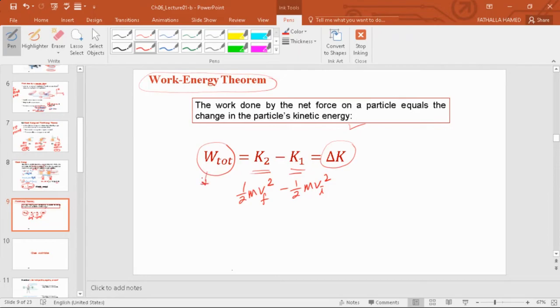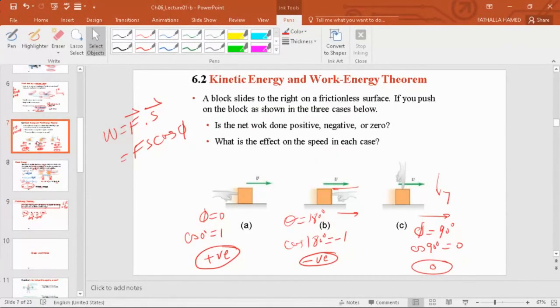And total work here is equivalent to saying the work done by the net force. Remember, in Newton's second law, when we say that the summation of the force should equal ma, this is equivalent to saying F net is equal to ma. So when you're looking at the work done by the net force, you're basically looking at the total work, because that's defined by the net force. And this equals the change in the kinetic energy.